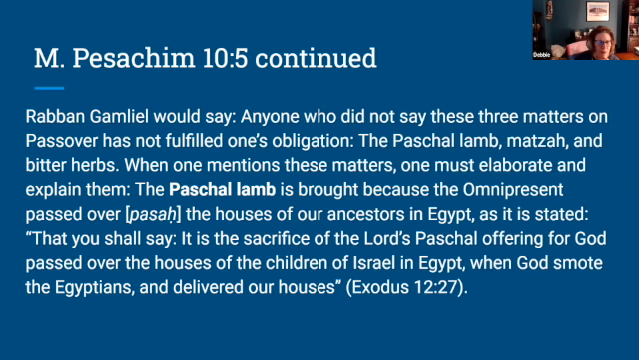Rabban Gamliel would say, anyone who did not say these three matters on Passover has not fulfilled one's obligation: the Paschal Lamb, matzah, and bitter herbs. When one mentions these matters, one must elaborate and explain them. The Paschal Lamb is brought because the Omnipresent passed over the houses of our ancestors in Egypt, as it is stated, you shall say, it is the sacrifice of the Lord's Passover offering, for God passed over the houses of the children of Israel in Egypt, when God smote the Egyptians and delivered our houses.